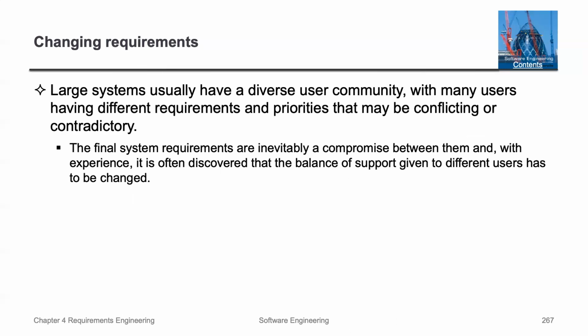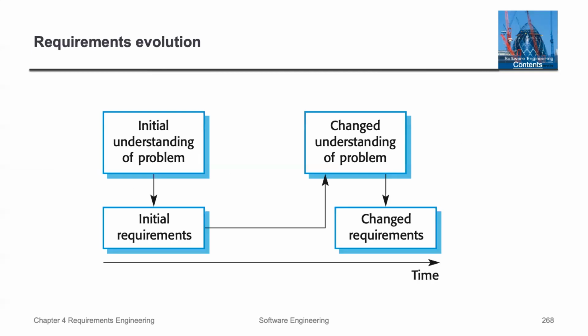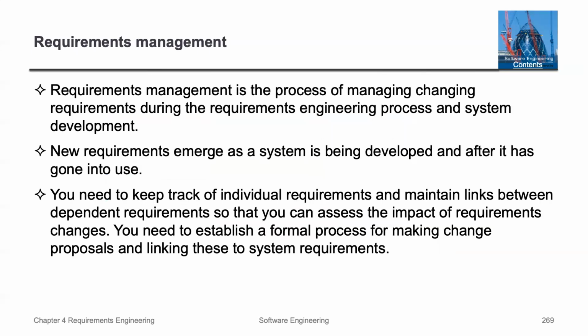Large systems usually have a diverse user community with many users having different requirements. And so the final system requirements are inevitably a compromise between them, and with experience, it is often discovered that the balance of support given to different users has to be changed. So in terms of the requirements evolution, you have an initial understanding of the requirement, you come up with the requirements. You can get to a point where you have a changed understanding of the problem, and then you update the requirements accordingly. That can happen over time.